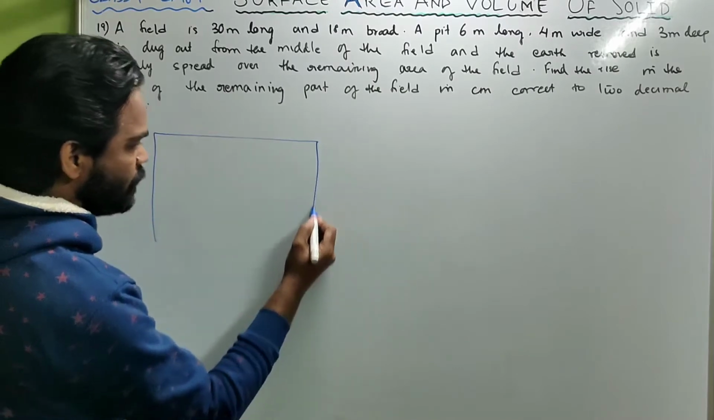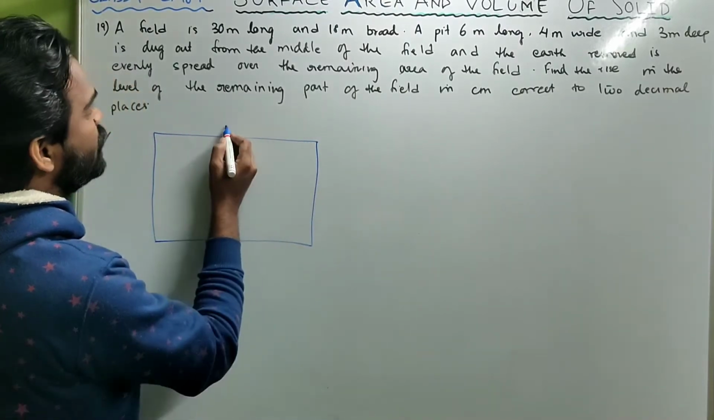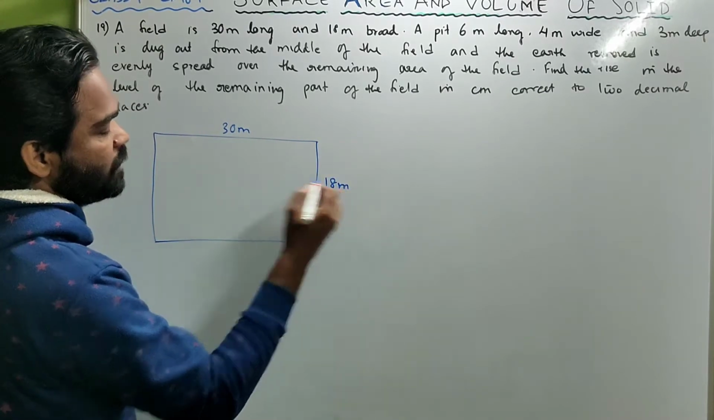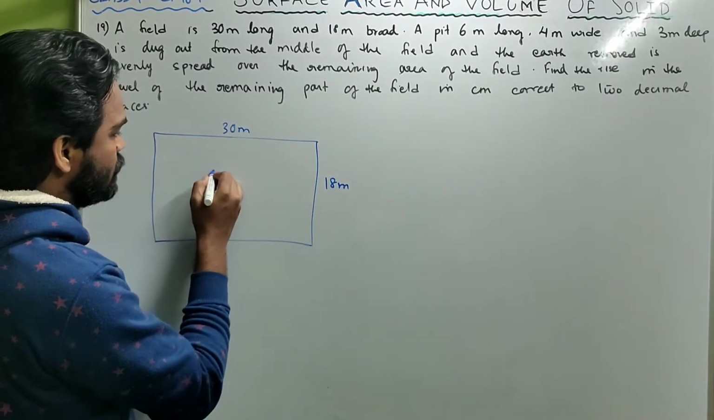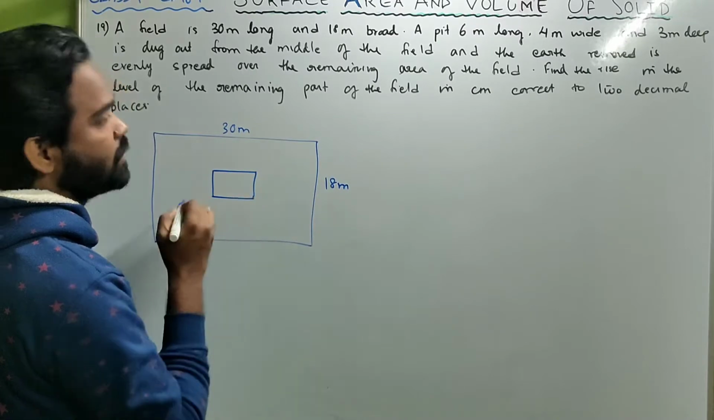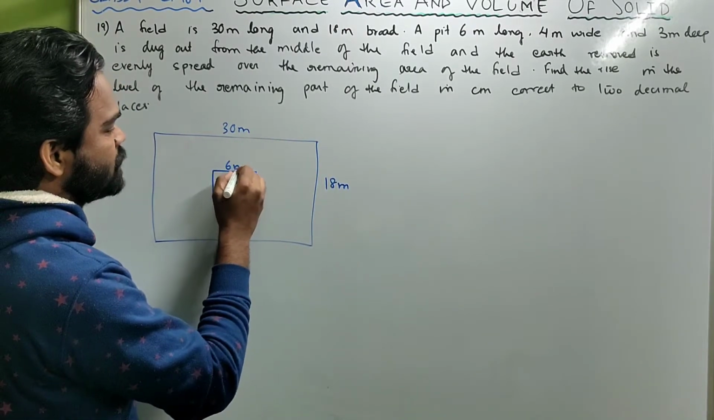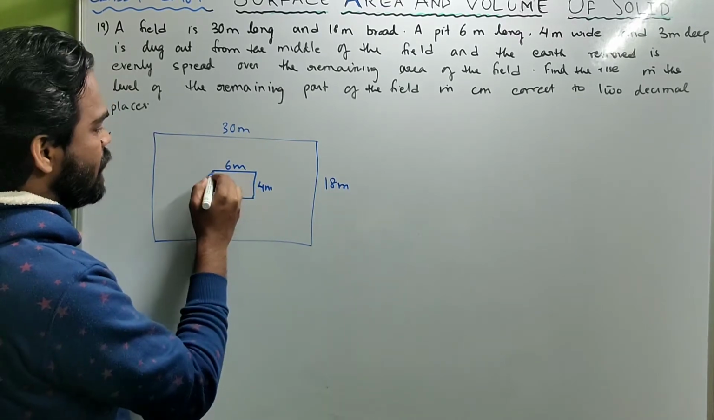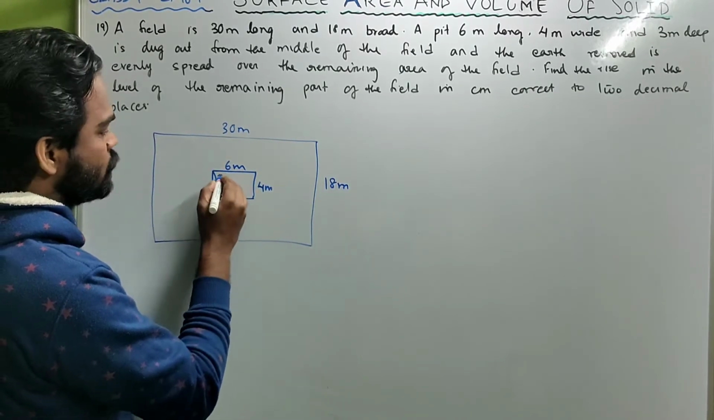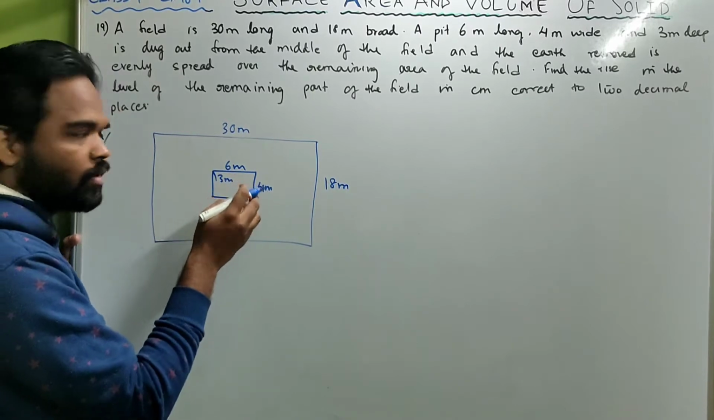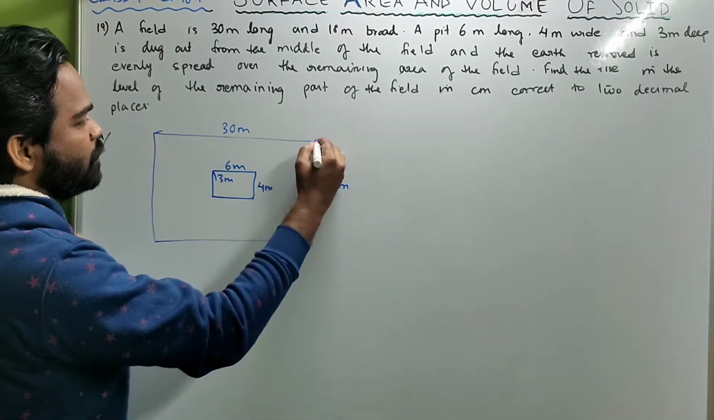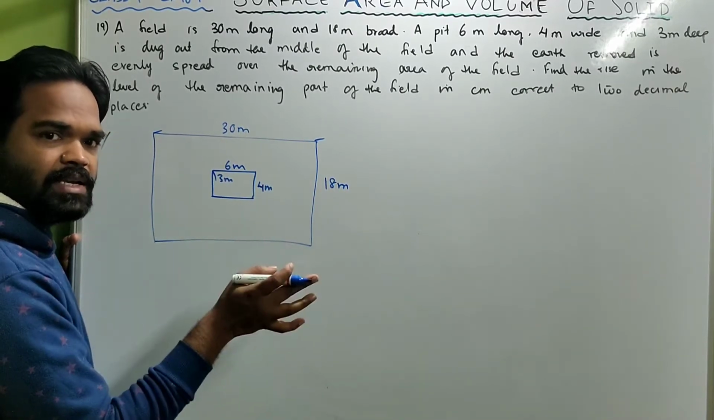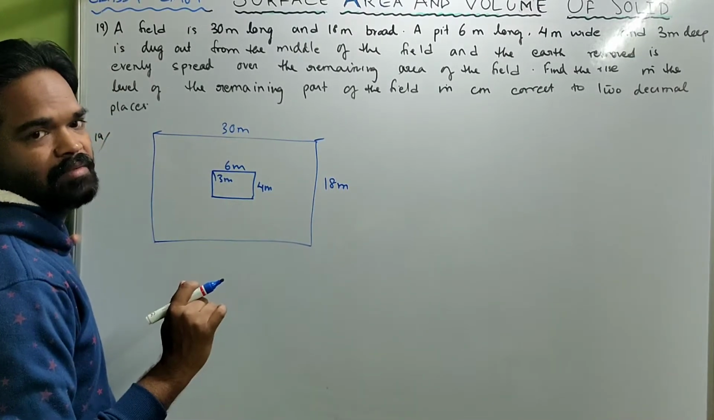So what happened? You have a rectangular field that's 30 meter long and the breadth is 18 meter. Now in the center, you dug a pit, okay, which is 6 meter long, 4 meter wide, and the depth is 3 meter. So you take out the earth from it and evenly spread over this remaining area. So the level of this area will rise. They've asked for that rise in level.